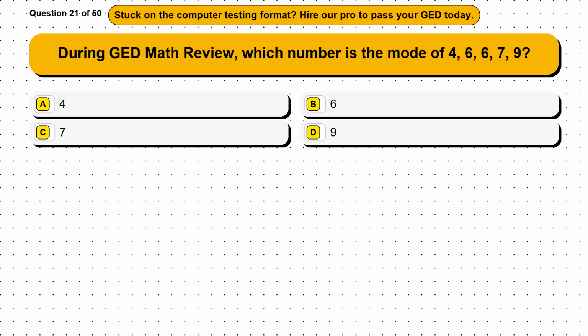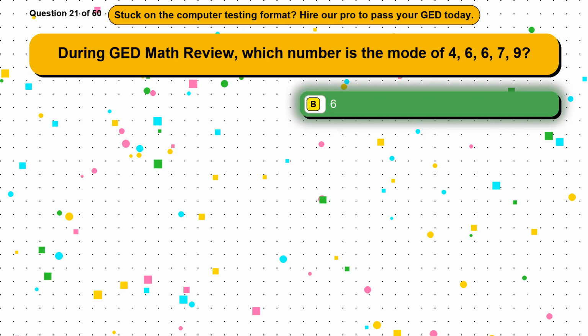Question 21. During GED Math review, which number is the mode of 4, 6, 6, 7, 9? Option A, 4. Option B, 6. Option C, 7. Option D, 9. The correct answer is option B, 6.